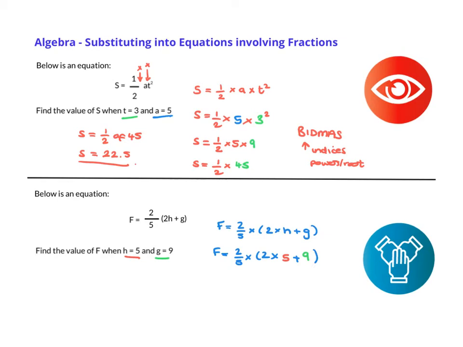Okay, so using BIDMAS again, I've now noticed that I've got a bracket. The brackets need to come first, or at least I need to complete what's inside the brackets first. So f is equal to 2 over 5 lots of, and then within the bracket I also need to use BIDMAS. Multiplication comes before addition, so 2 times 5 is 10, and I've still got that plus 9. Adding those two values together gives me 2 over 5 times by 19.